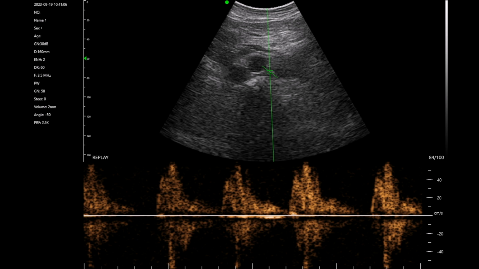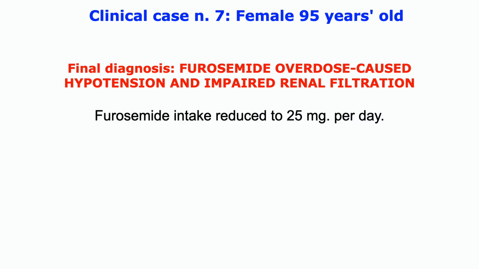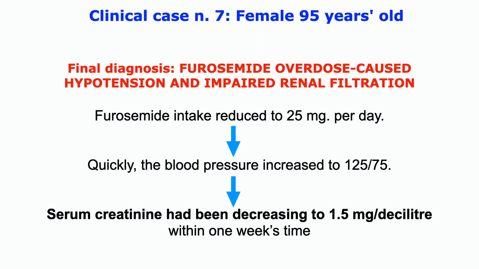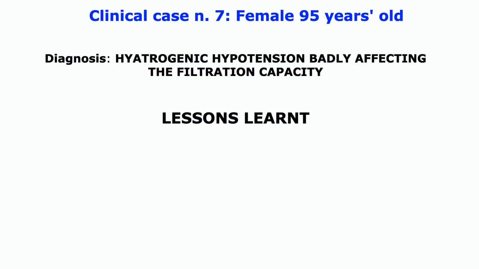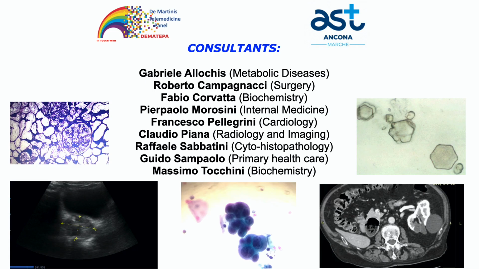Out of these assumptions, the diagnosis was of impaired renal filtration due to iatrogenic low blood pressure. The furosemide intake was reduced to 25 milligrams per day. The blood pressure quickly increased to 125/75, and the serum creatinine decreased to 1.5 milligrams per deciliter within 1 week's time. In elderly patients, check and reconcile therapies frequently, as some drugs in high doses may be unnecessary or even dangerous.